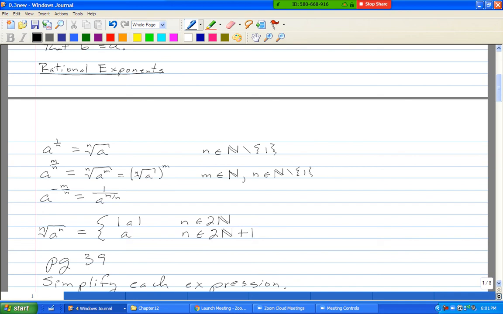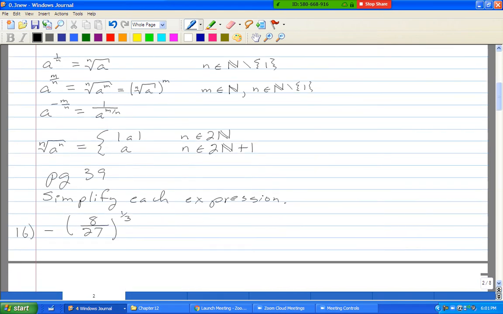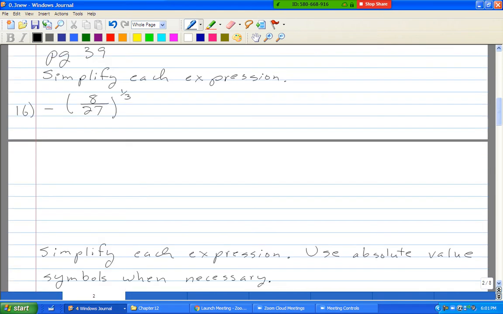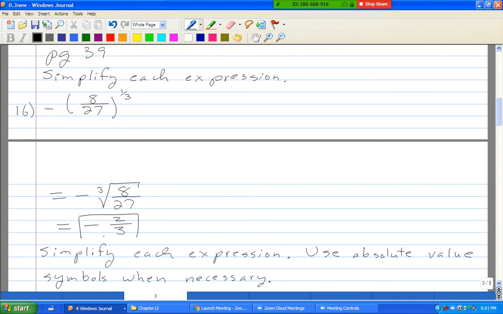Let's do some examples. On page 39. Oh, this is going to be really short. Let's simplify each expression. The cube root of negative 8 over 27. Well, the cube root of 8 is 2. The cube root of 27 is 3. So my answer is negative 2/3.